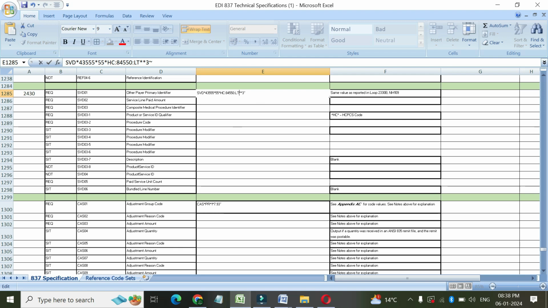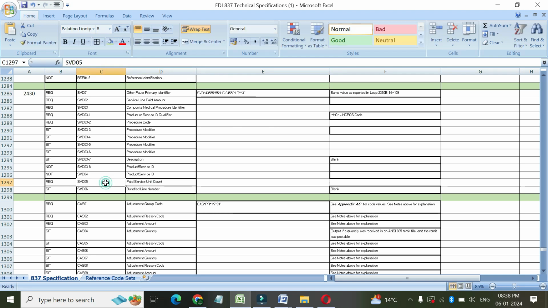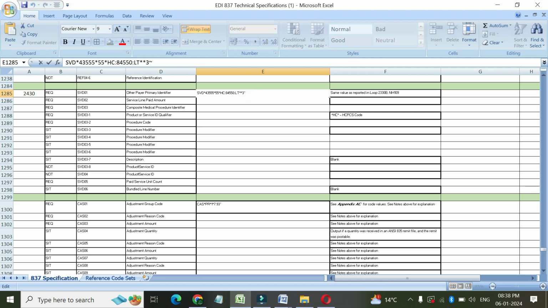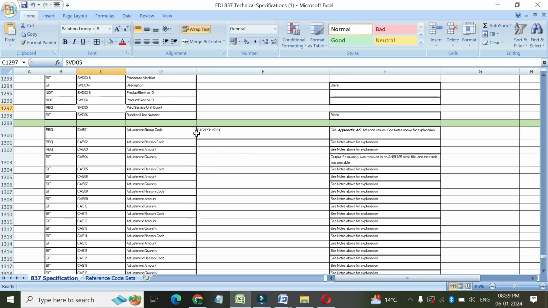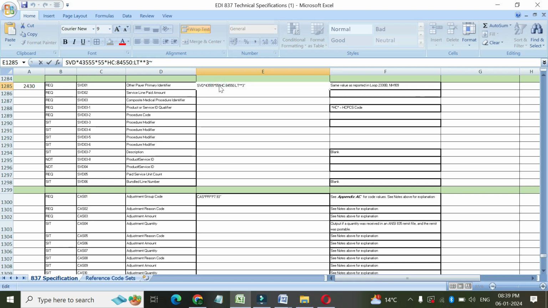And if there are any modifiers along with this, then they will be separated by colon and then whatever modifier is there, maybe LT. Fifth element of the SVD segment contains the units paid. So how many units were billed is in the SV segment and how many units are paid is in the SVD segment, fifth element. Let's move ahead. This is the paid amount for the procedure code.